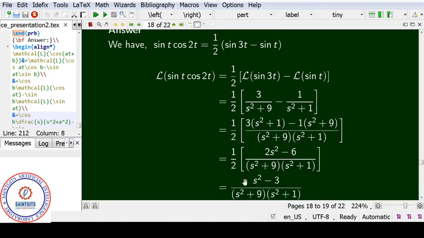So we got 1 by 2 into 2s square minus 6 divided by s square plus 9 into s square plus 1. I can take a 2 common outside. That 2 and the 2 in the denominator will get cancelled. So the answer is s square minus 3 divided by s square plus 9 into s square plus 1.